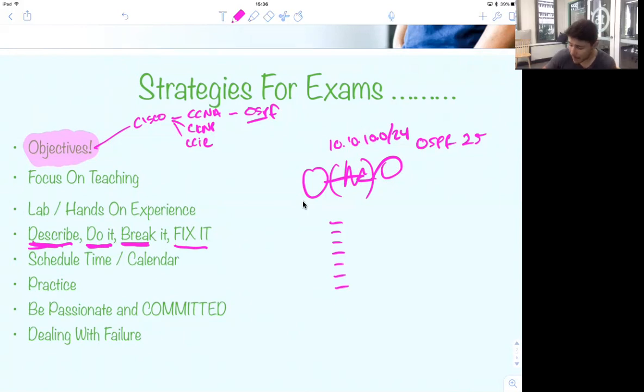So identify the objectives, guys. Find out what the syllabus requires and just make sure that you're actually going through these core components: describe it, do it, break it, and fix it, right?